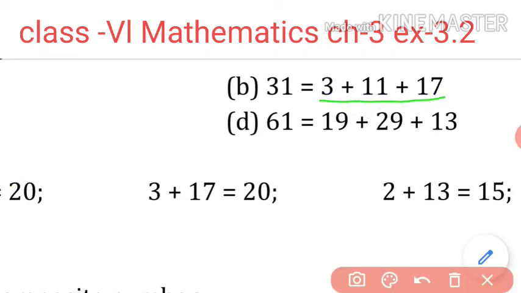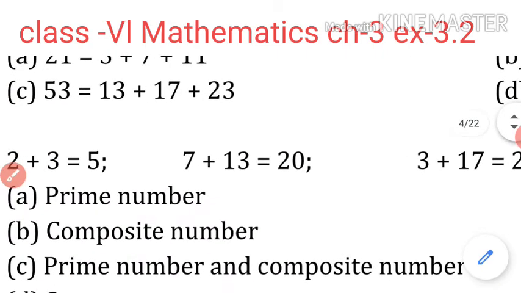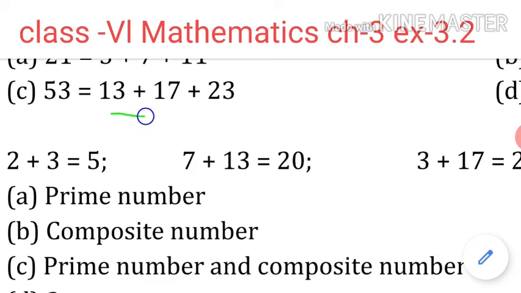Now next is what? B question is given how much? 31. Now 31 can be written as what? 3 plus 11 plus 17. If you will plus all this number, you will get how much? 31. In the same way now C.